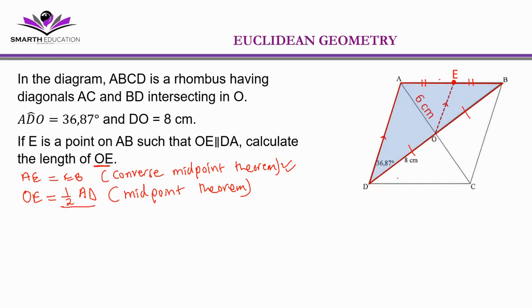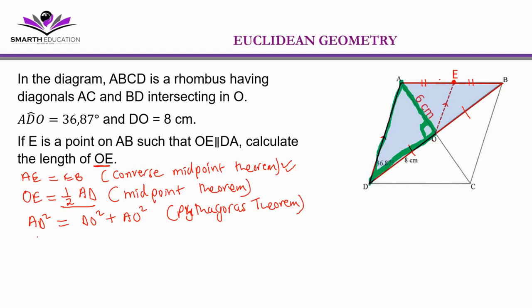We can find AD. Remember, this is what? This is a right angled triangle. AD is a right angled triangle. We can find AD. Let's find AD using the Pythagoras theorem. AD squared is equal to DO squared plus AO squared. And then the Pythagoras theorem, that's the reason, Pythagoras theorem.